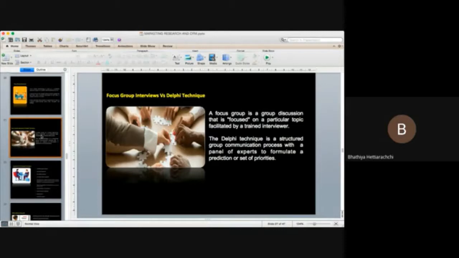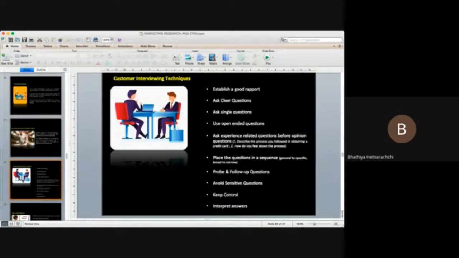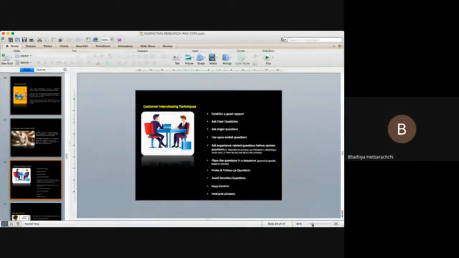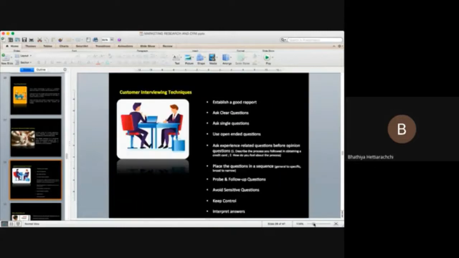Now, this is where you actually get a set of experts and then get their feedback in order to decide what your priority is and what your prediction is. Now, it's not just taking a normal group, but dealing with some experts to formulate predictions or set priorities, right? So that is the subtle difference between the group interviews and the Delphi technique, right? So with that, we are moving to the customer interviewing techniques, right?